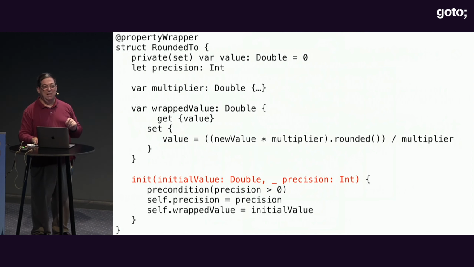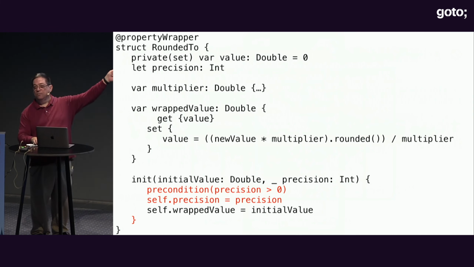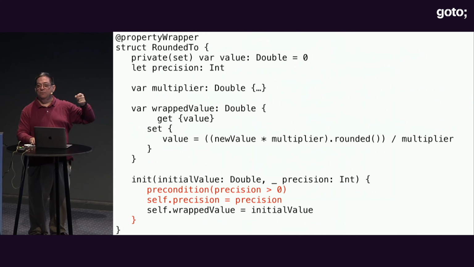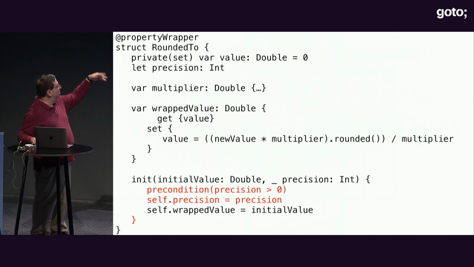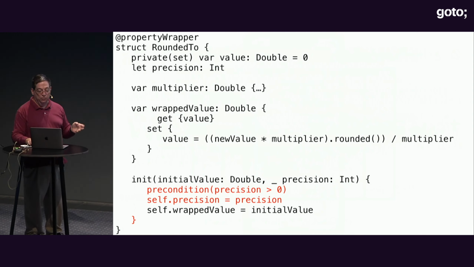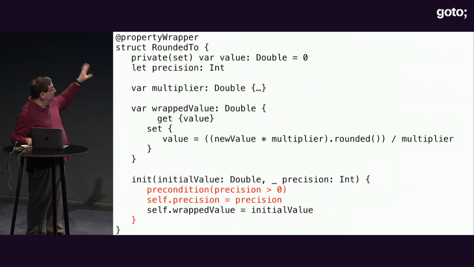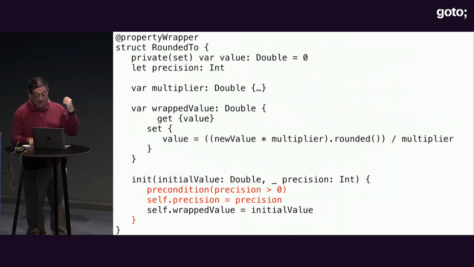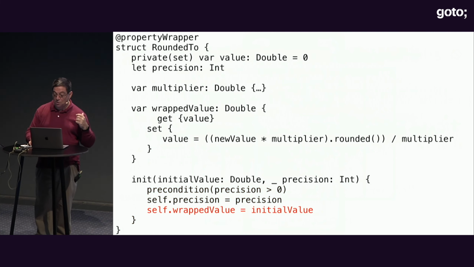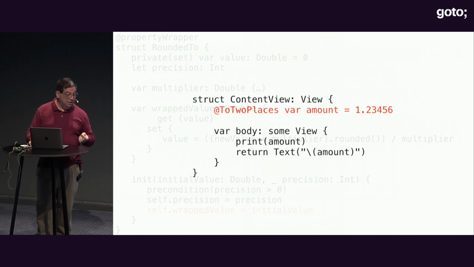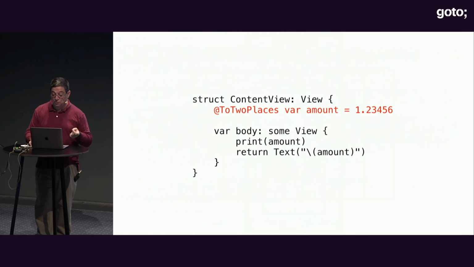Now, people that use our apps are horrible people. But people that use our code are no better. And so someone's going to try to put a negative number in for the precision, rounded to -4 places. So we're going to guard against them, and we're going to crash because they deserve that. But if they give us a positive number that's reasonable, we'll set our precision, and we'll set our wrapped value as we did before. And so instead of using it like this, ToTwoPlaces, we get to say this.